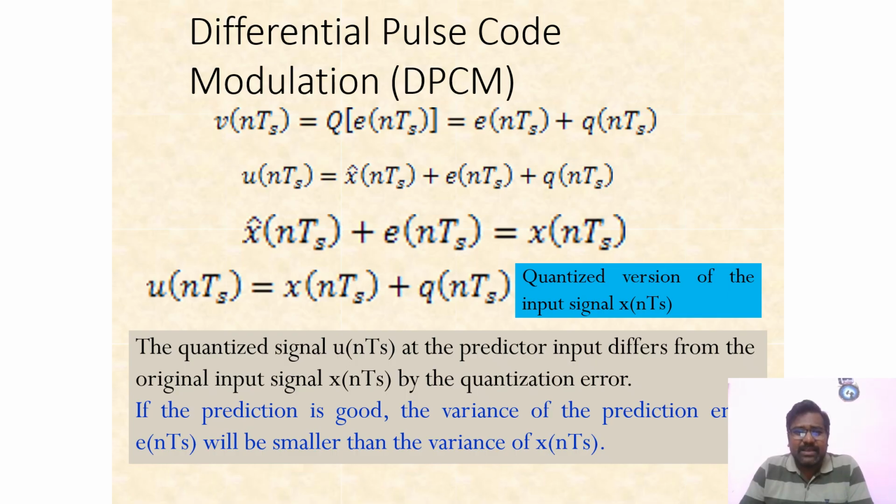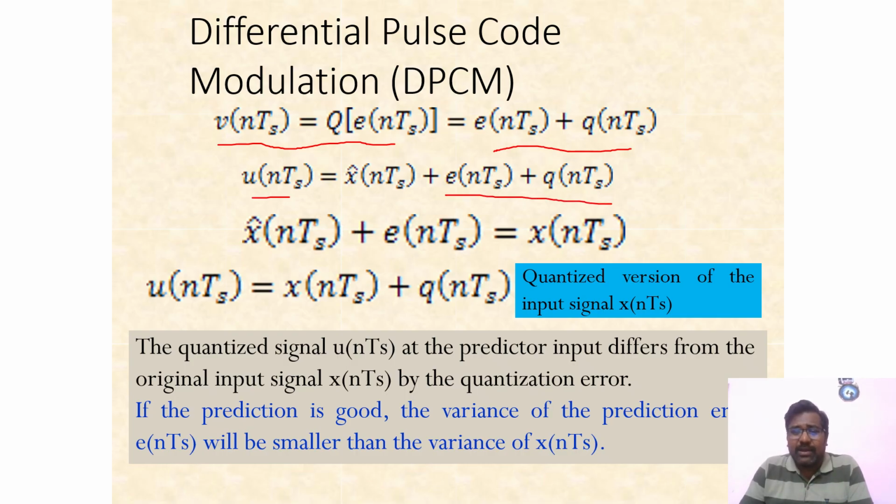Then the equations: v(nTs) equals q(nTs) equals e(nTs) plus q(nTs). Here e(nTs) is the prediction error and q(nTs) is the quantization error. So the quantized output equals the prediction error plus the quantization error. Next, e(nTs) is x(nTs) minus x cap(nTs), and v(nTs) is nothing but e(nTs) plus q(nTs).